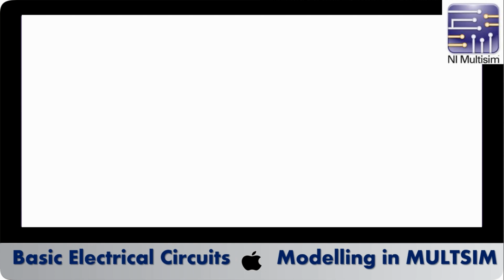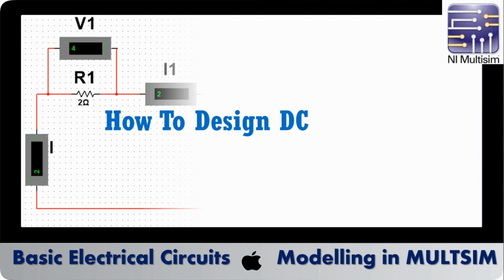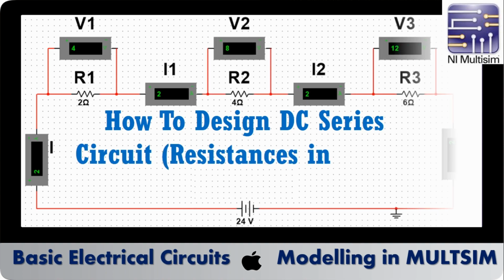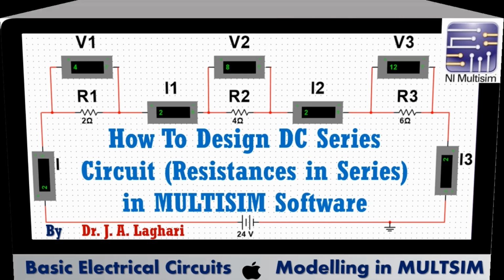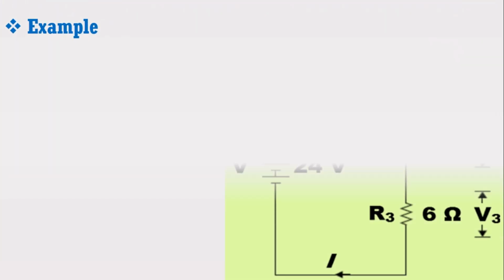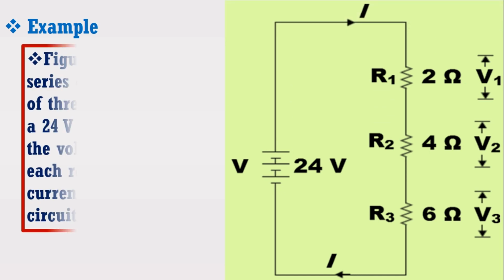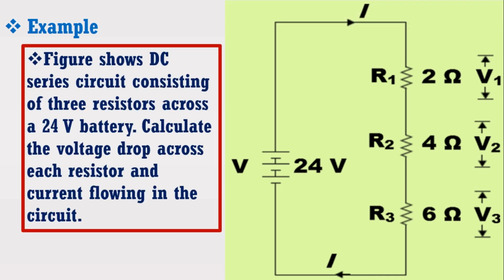Today I am going to teach you how to design a DC series circuit, or resistances in series, in Multisim software. For this purpose I have considered an example as shown in the figure. The figure shows a DC series circuit consisting of 3 resistors across a 24-volt battery. We have to calculate the voltage drop across each resistor and the current flowing in the circuit. Furthermore, we have to prove that the current in the series circuit remains the same.